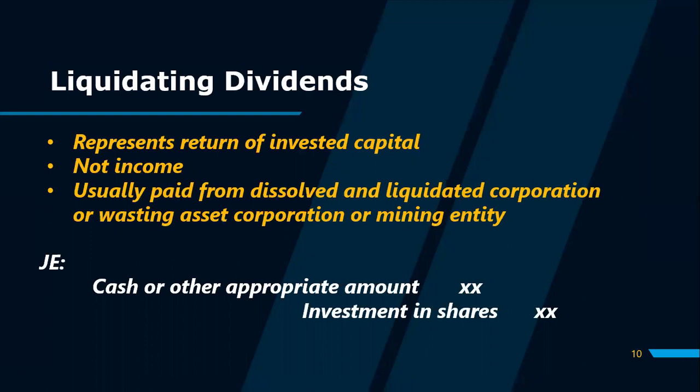Liquidating dividends. Liquidating dividends represent a return of invested capital, and it is not recognized as income. Usually, it is paid from a dissolved or liquidated corporation or a wasting asset corporation, such as mining. So the journal entry is debit cash or other appropriate amount and credit investment in shares. Moreover, when liquidating dividends exceed the cost of investment, the difference is credited to gain on investment.